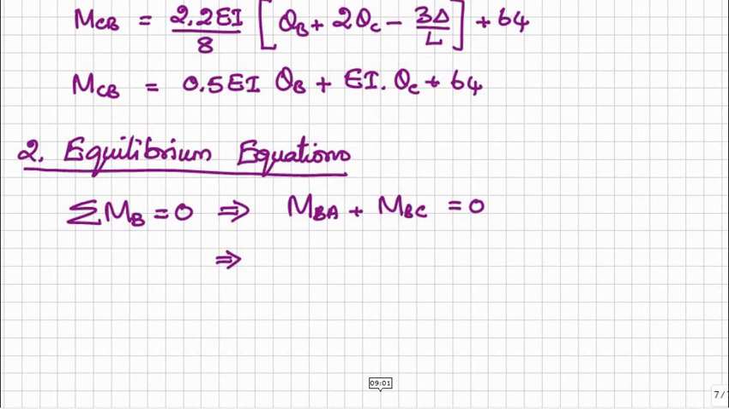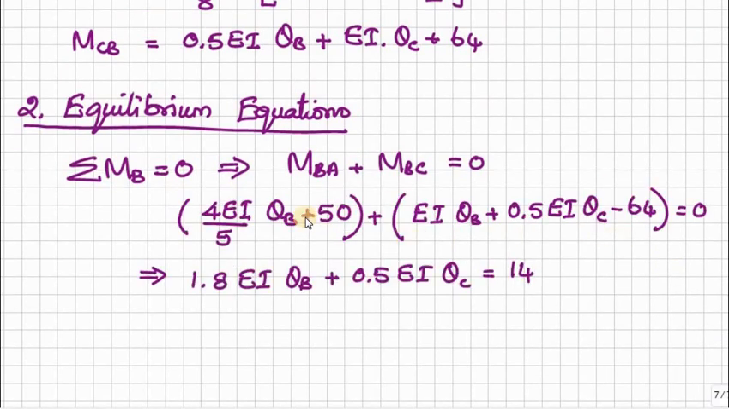Therefore, MBA plus MBC is equal to 0. Already we have the slope deflection expression for MBA and MBC, that we have to write here and equate to 0. So equating these two, we get finally 1.8 EI theta B plus 0.5 EI theta C is equal to 40. So this is the first equilibrium expression we have.